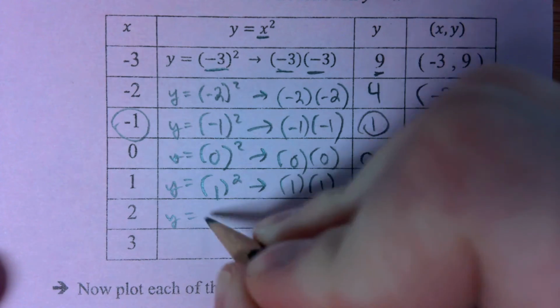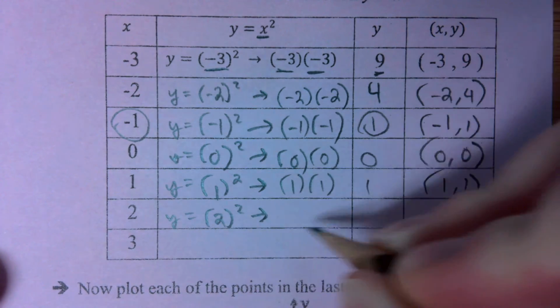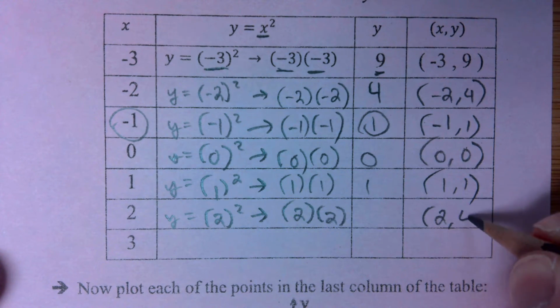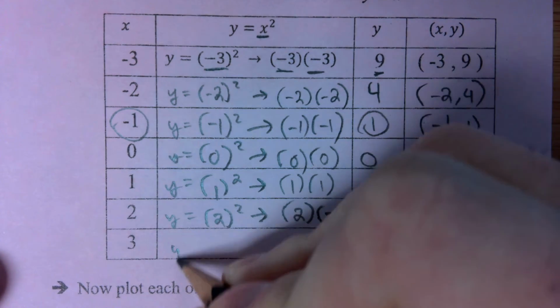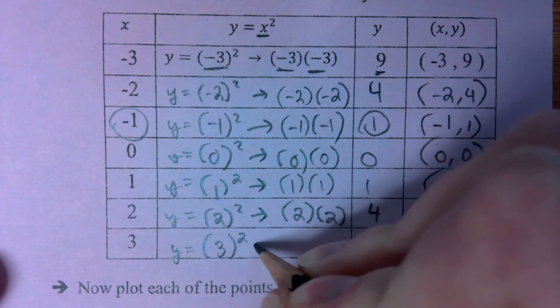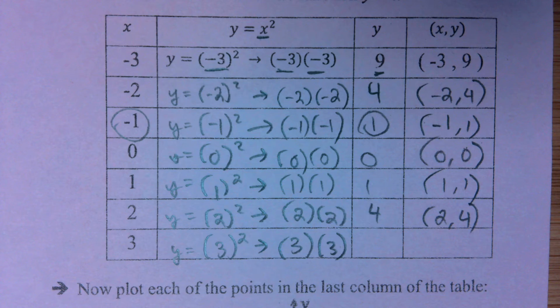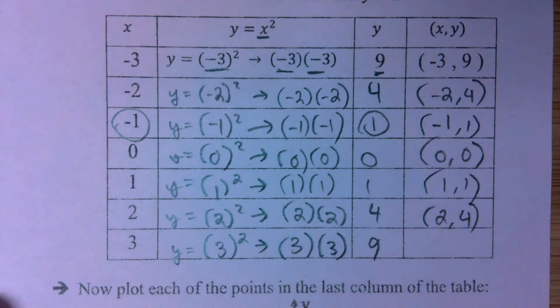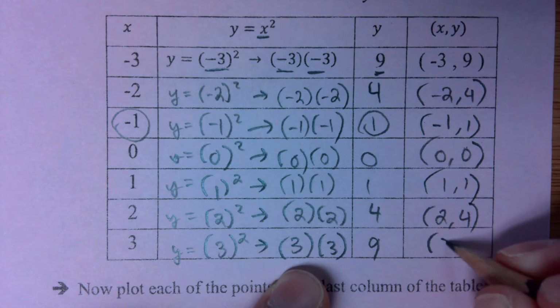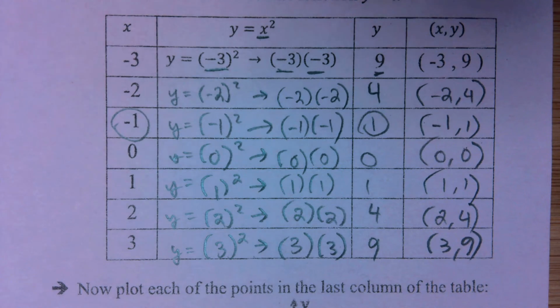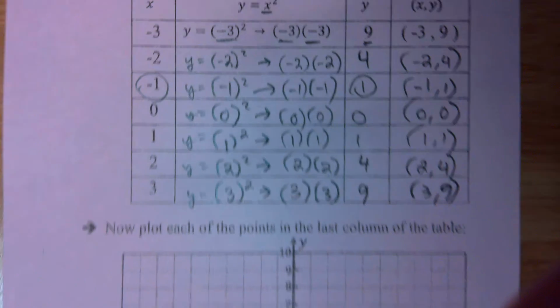Let's plug in the next one. Y is equal to +2 squared. That's just 2 times 2, which is +4. And then if we plug in +3, now what's 3 times 3? +9, right? Now, I know some of you may get 6 here because you may accidentally just multiply 3 times 2. Be very, very careful. It's got to be 9.